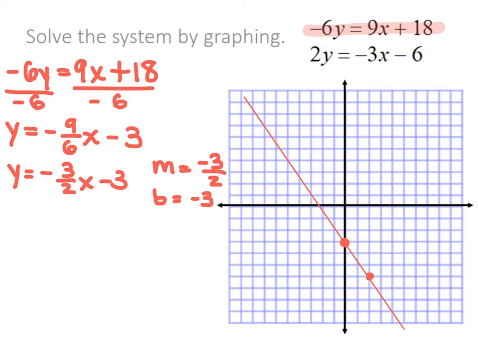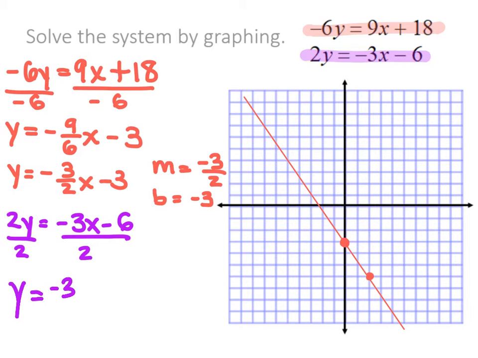Now the other equation is 2y equals negative 3x minus 6. If we want to solve to get y by itself, I have to divide everything on both sides. So I'll have y equals negative 3/2 x minus 3. So the slope is negative 3 over 2, and the y-intercept is negative 3.